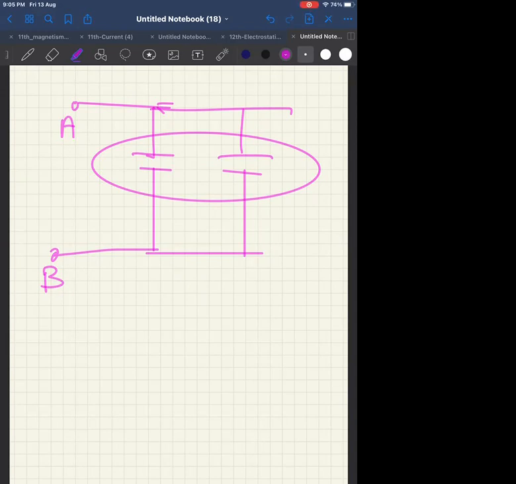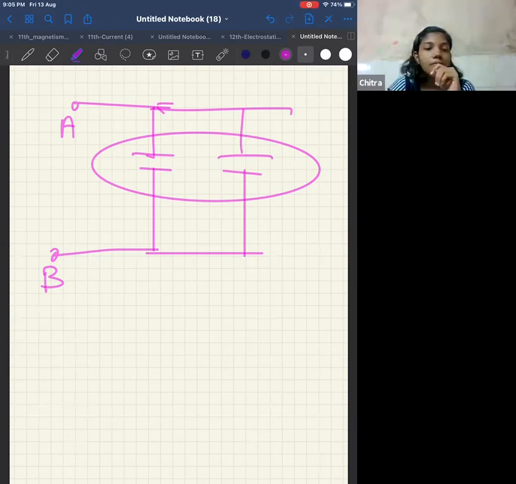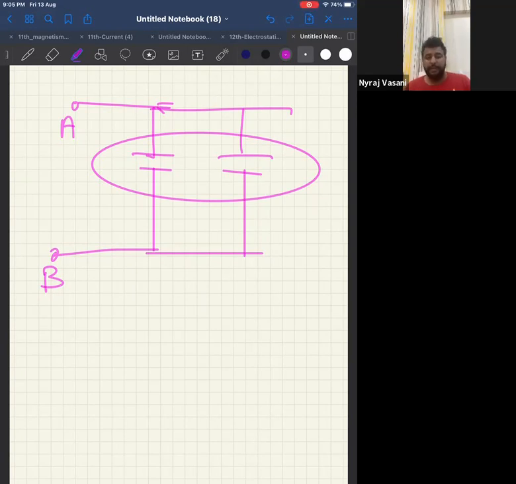Tell me if you're getting it. Sir, if we took that upper one in parallel with this new one. No, you cannot, because there is one more capacitor coming in between. You can only take capacitors in parallel if there are no other capacitors coming in between them. In this case, there is a capacitor coming in between those two capacitors.